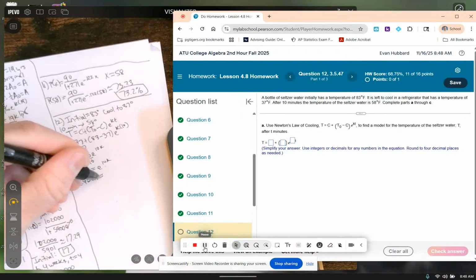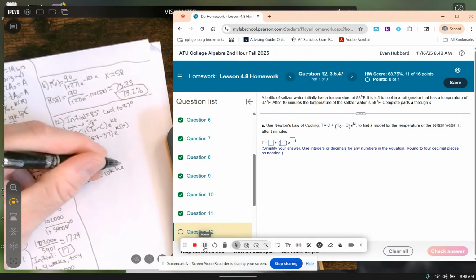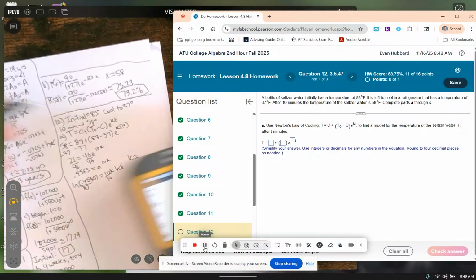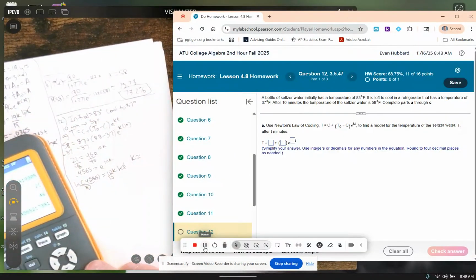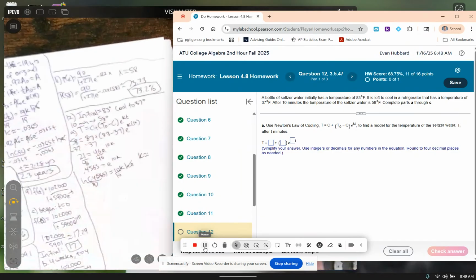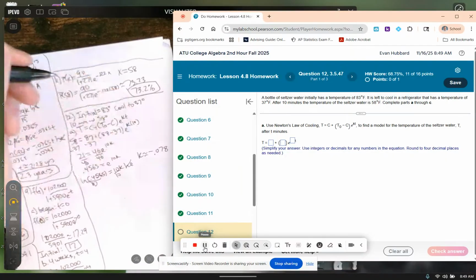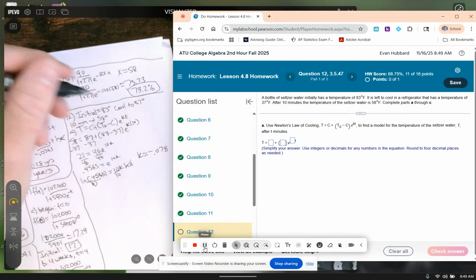5 equals 10K ln E, divide by 10, I'll write this over here. K is going to be ln of this divided by 10. So it would be negative 0.078. How many decimal places do they want? Oh, 4, so 84.